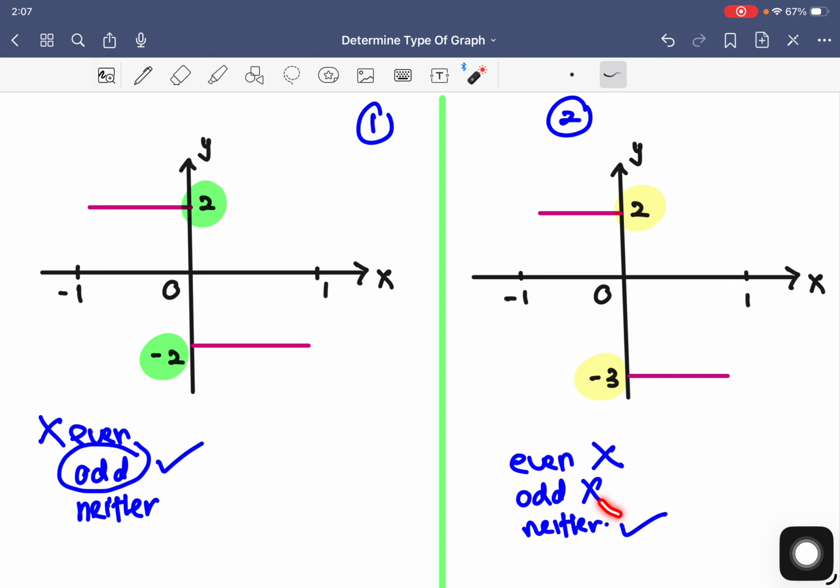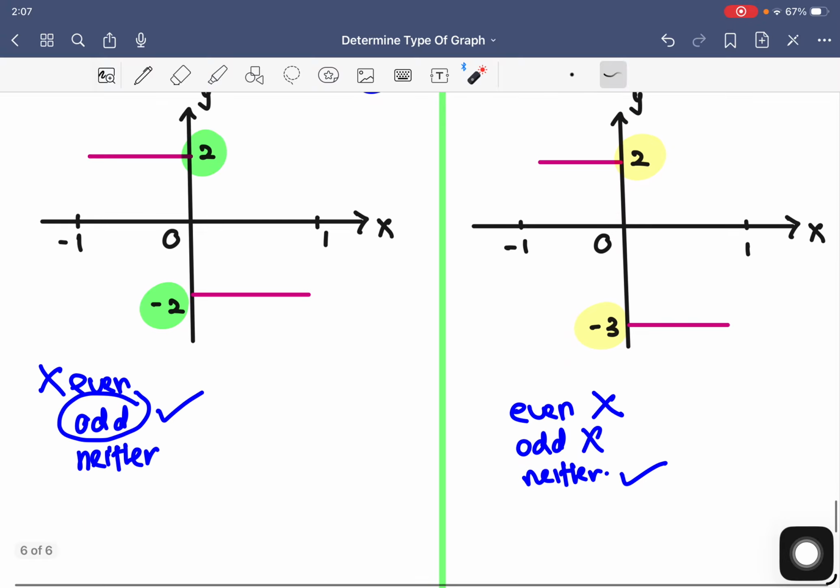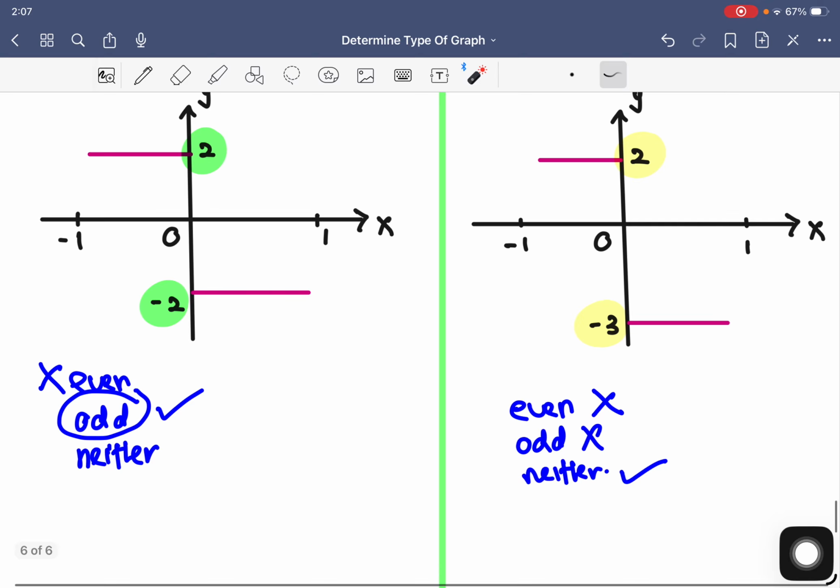So this is the neither graph because the graph is not symmetric about the y-axis. It's not like a mirror, dia tak ada pun bahagian kanan dia kat sini. Okay, so this is a neither. So dia juga bukan symmetric dekat origin sebab pattern dia kat sini positive 2, this one is negative 3. Okay, so based on the graph, you have to determine whether it is even, odd, or neither graph. So that's all for the video. Thank you.